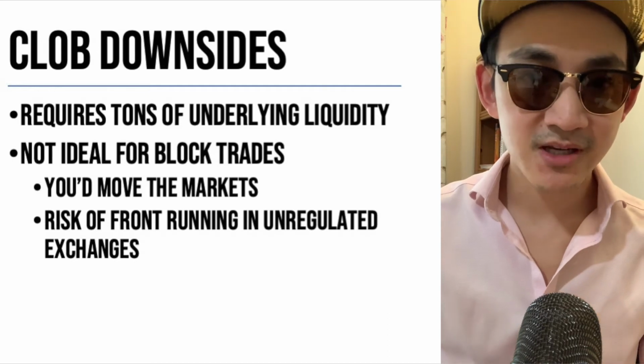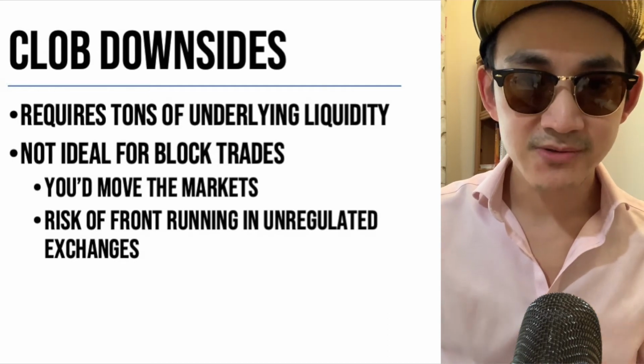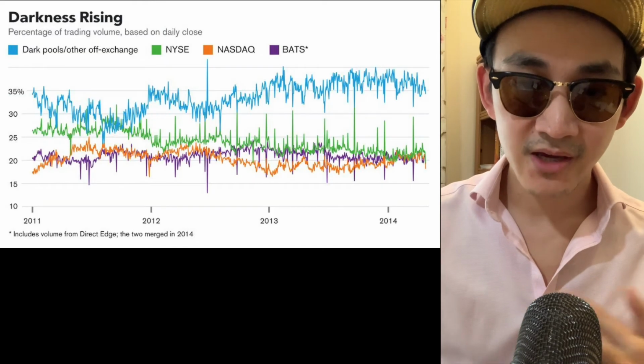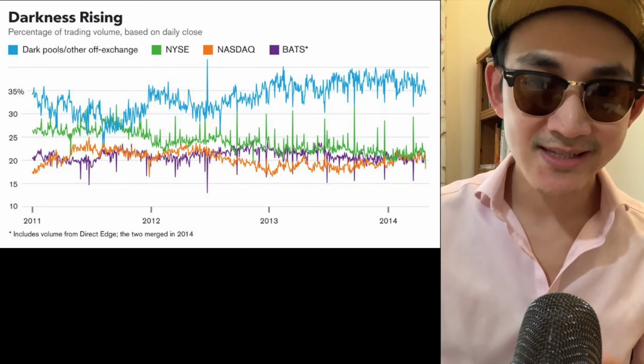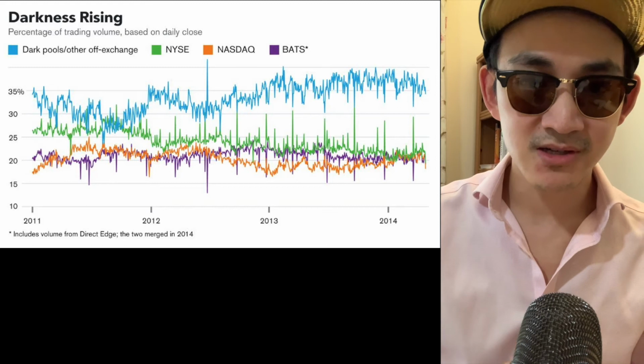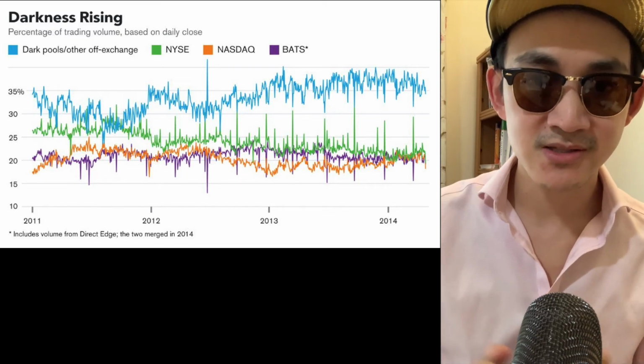You'd have the opportunity for other players to front run you, which is why, even though the vast majority of equities are traded on exchange today, a significant amount of activity still occurs away from the public markets or via dark pools.